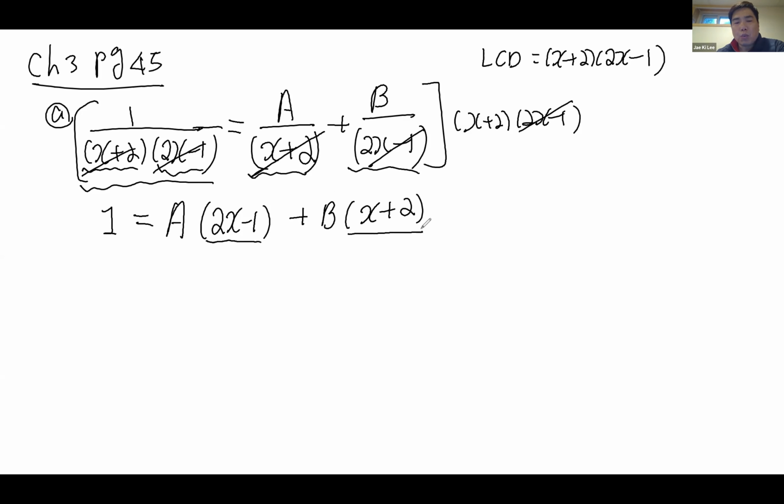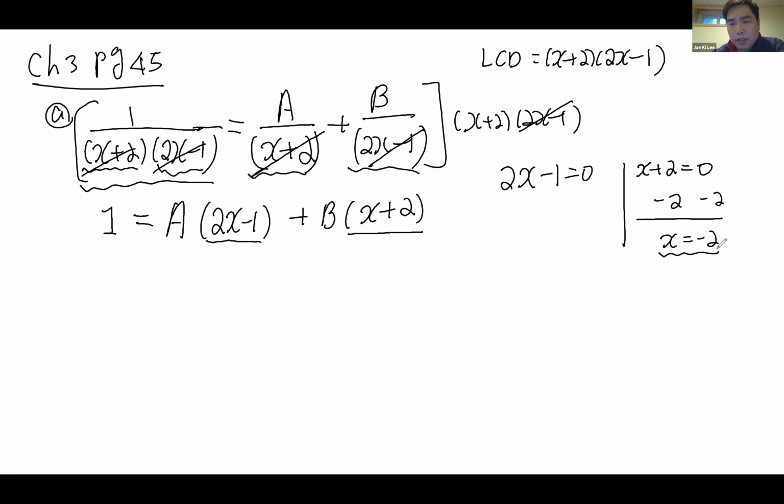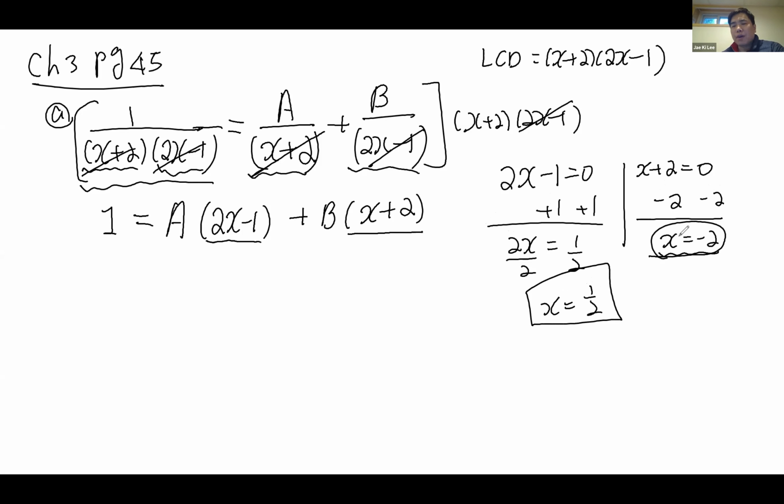Now from here, we're going to find which values make that expression 0. The easier way is to just make x plus 2 equal to 0, and 2x minus 1 equal to 0. If you solve it, x becomes negative 2. And here you add 1, so 2x equals 1, divided by 2, so x becomes 1 over 2. Those are the key values to find A and B basically.